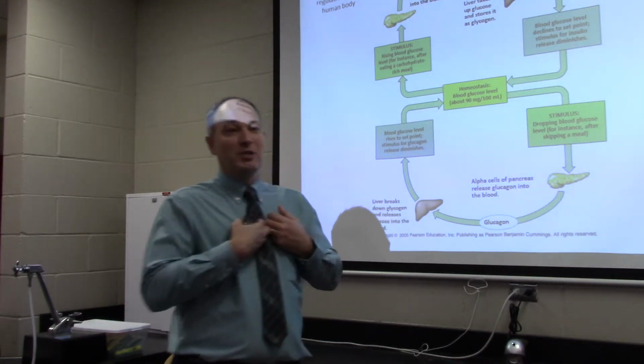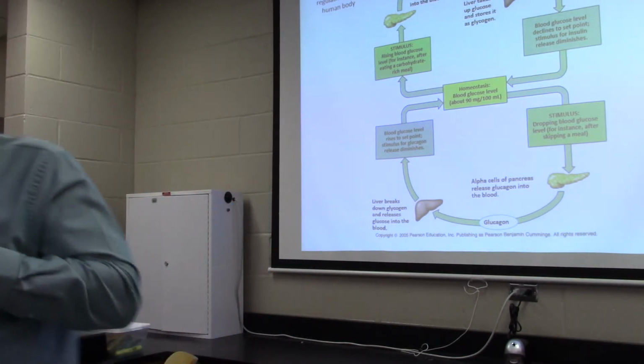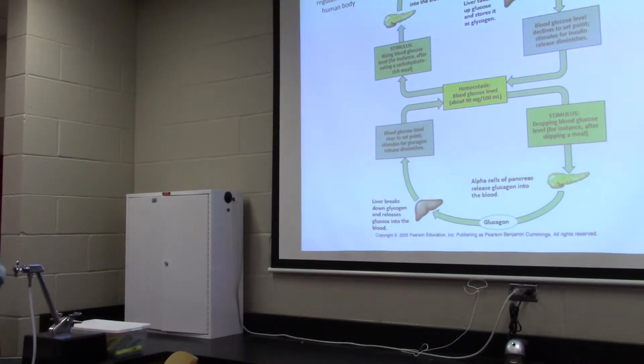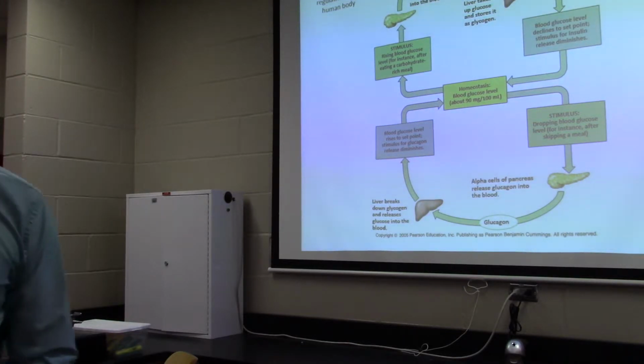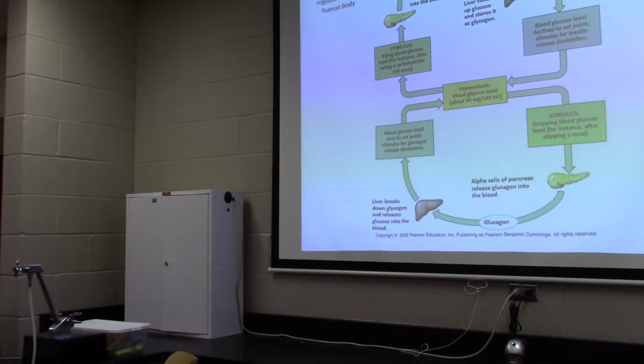Eventually my pancreas was made aware of that, and it released insulin into the blood. That insulin traveled through the bloodstream to lots of different places, but in particular the liver, just general body cells. The insulin binds to receptors on those, and what does it tell those cells to do? Take glucose out of the blood and store it.